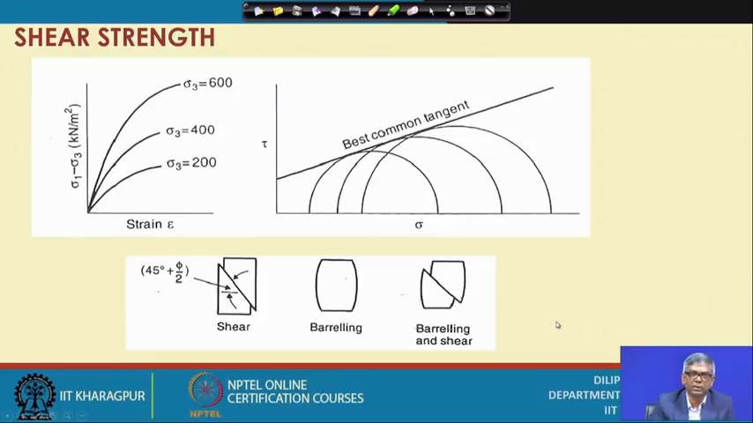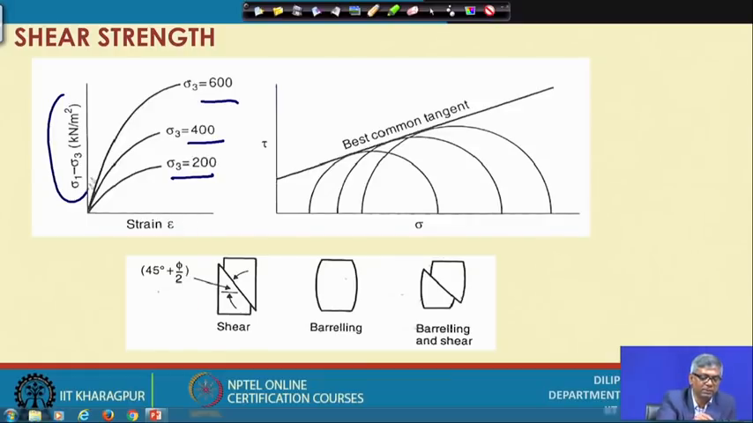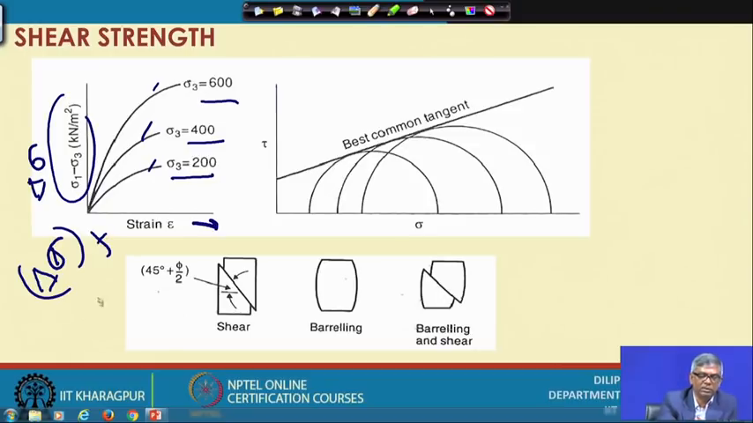During the test, we apply different normal stresses, suppose sigma 3 is 200, 400, 600. Then under each confining pressure I can apply sigma 1 minus sigma 3, that is delta sigma, the additional axial stress, versus strain, and we get different stress curves. From this I can find out delta sigma at failure. Since sigma 3 is constant, sigma 1 at failure I can also find out.